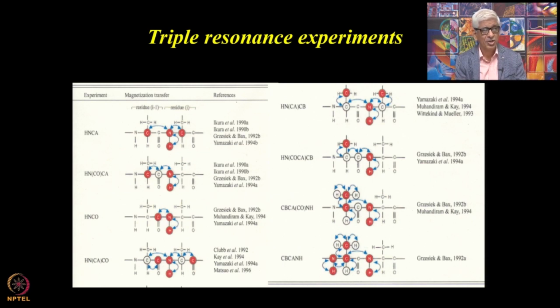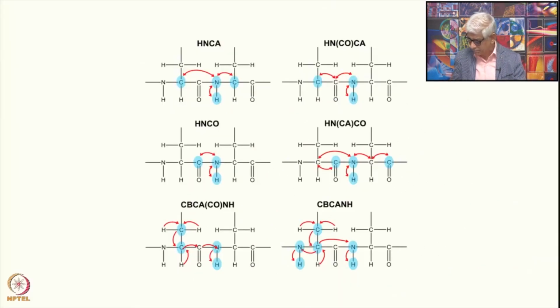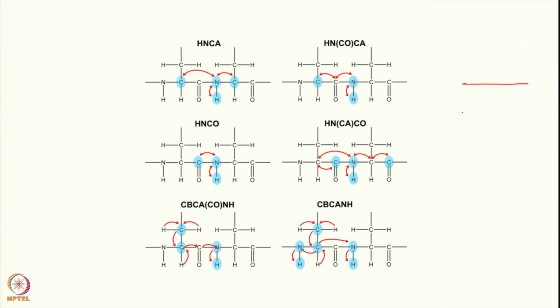This requires a different kind of treatment. You need to have 3 different channels. I will write this on the next slide here. This is the same slide given in the white background, so that only some experiments have been selected here. So in your spectrometer, you need to have a proton channel, a carbon channel and a nitrogen channel.